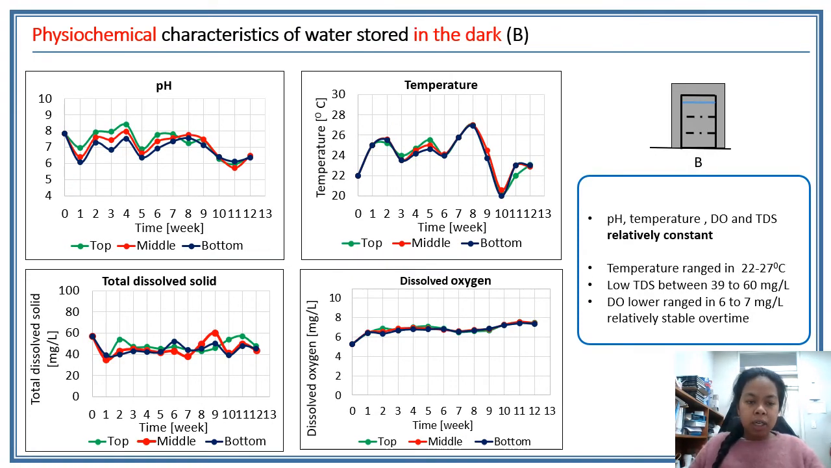When the water is stored in the dark, the pH, temperature, dissolved oxygen, and total dissolved solid are relatively constant. In the graph, we can observe that the pH varied from 6 to 9. The temperature ranges from 22 to 27 degrees C. The total dissolved solids are practically the same as the water stored exposed to sunlight. The dissolved oxygen is lower and ranges from 6 to 7 milligrams per liter.